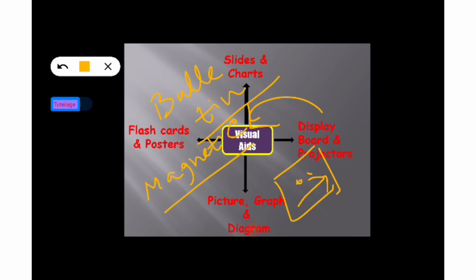So we have already discussed the types of display board. The first one, that is the most popular and primitively used teaching aid, is the blackboard. But nowadays we are using three modern types of display board: pegboards, magnetic boards, and bulletin boards. I think this is clear. So now move on to the last example of the visual aids, that is the projectors.